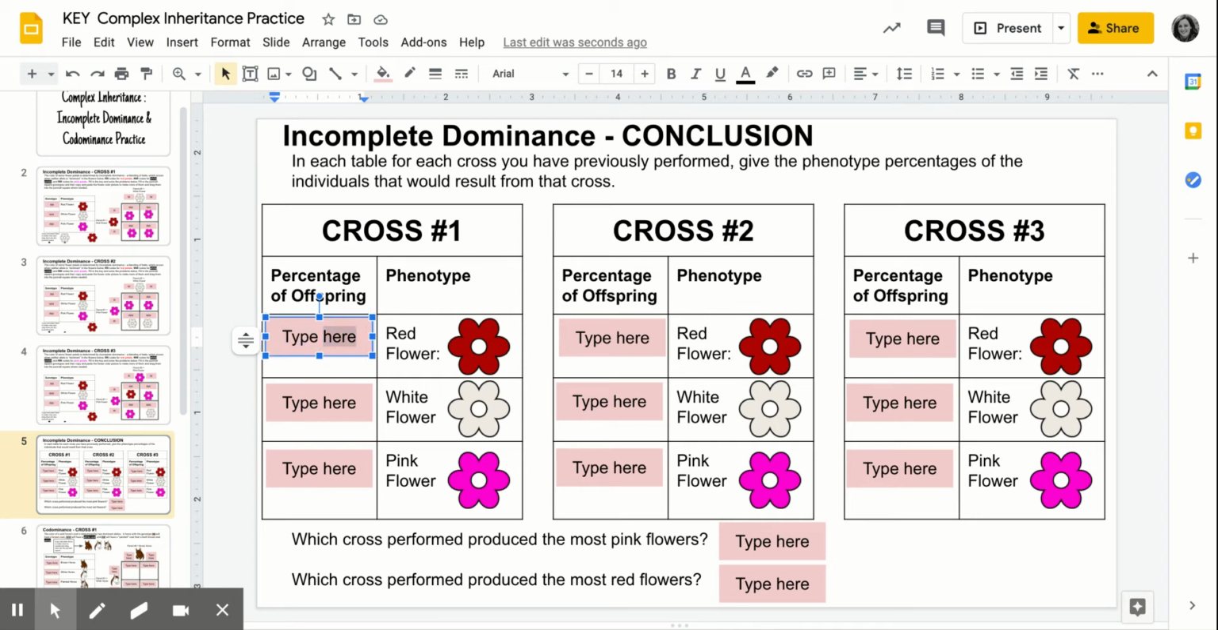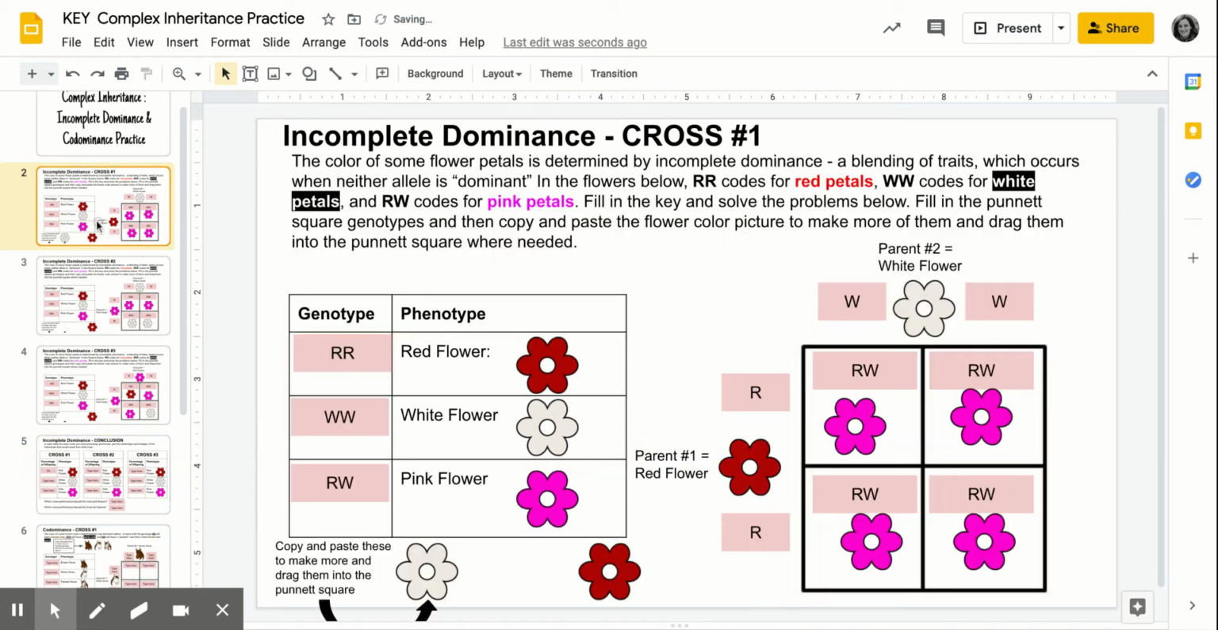All right. 0%. All right, back to the first cross. What percentage is white? 0. But there's 100% pink.